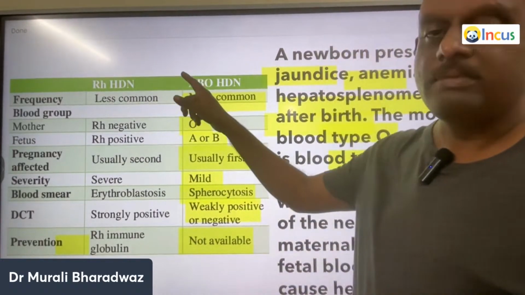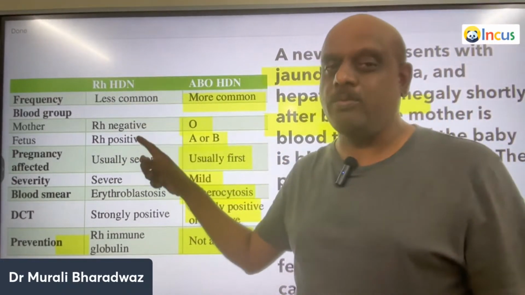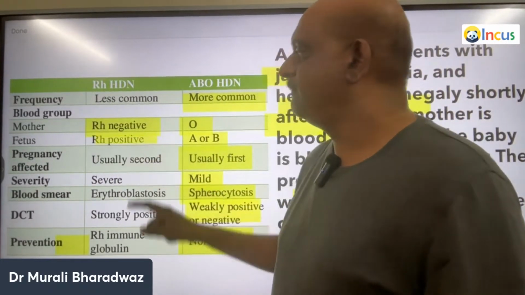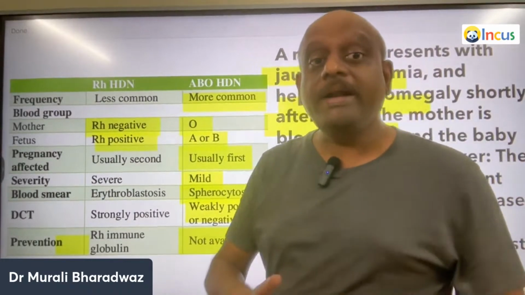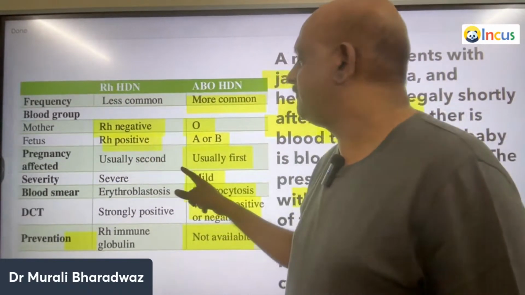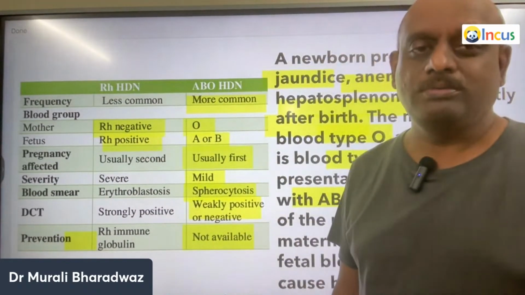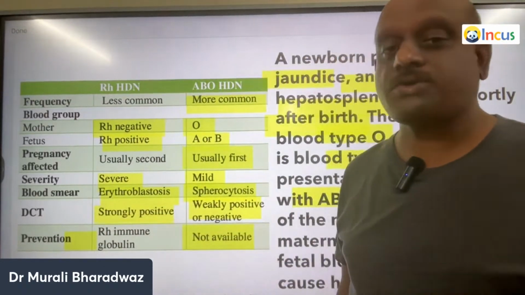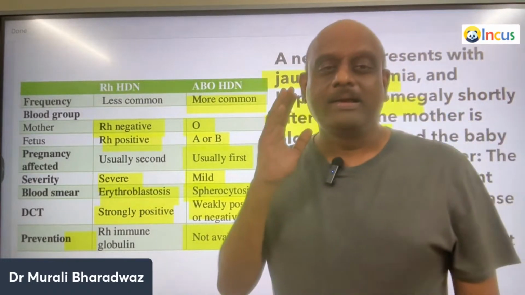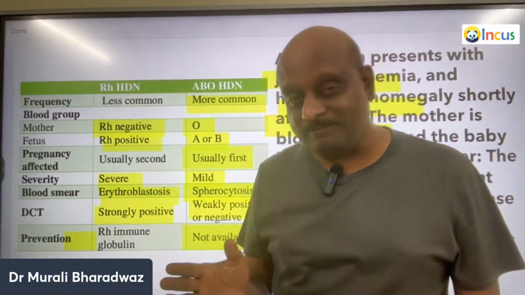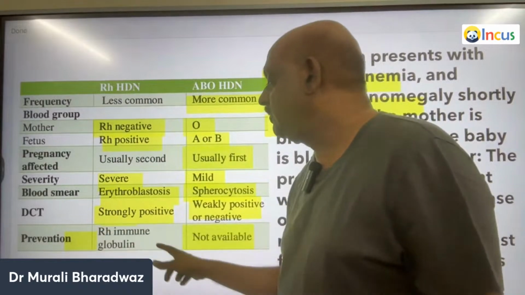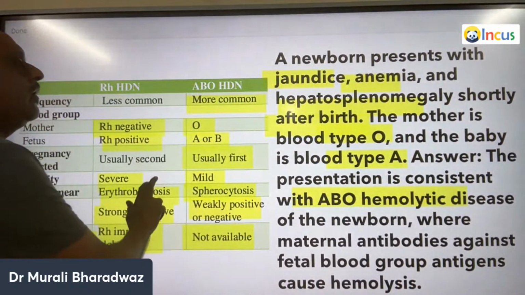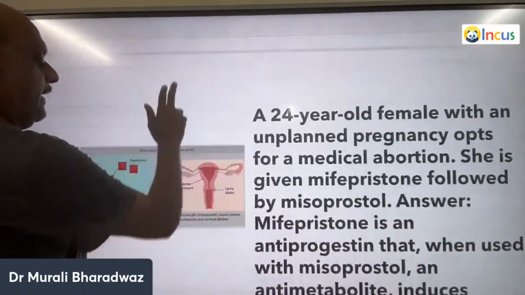Whereas in the case of RH hemolytic disease of the newborn, due to the RH incompatibility, it is less common. Mother is RH negative, fetus is RH positive. Usually it is the second pregnancy which is affected, unlike the first pregnancy affected in ABO. And it is generally severe, it leads to erythroblastosis, and direct Coombs test is strongly positive, and you can avoid it by giving Rhogam. RH immunoglobulin is what you have to remember. So that is the story of ABO incompatibility.